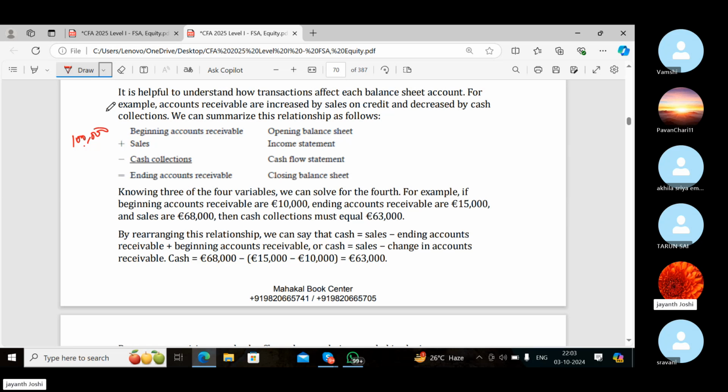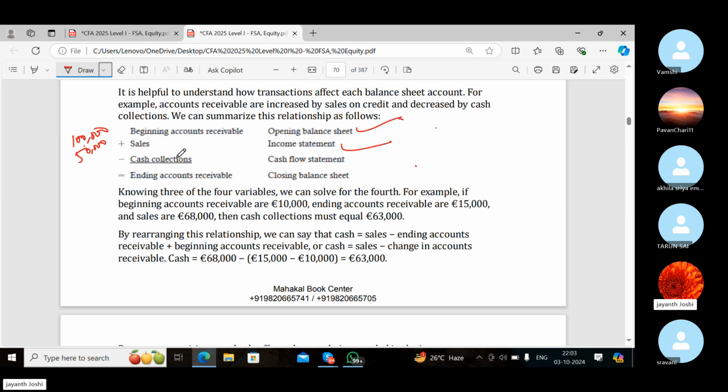To this you add more amount in form of sales. That goes in income statement. This is already a part of balance sheet. Beginning accounts receivable you always see in the balance sheet. That means last year's accounts receivables you were supposed to collect from your customers was 1 lakh. Last year's closing balance becomes this year's opening balance. This year's sales are 50,000.